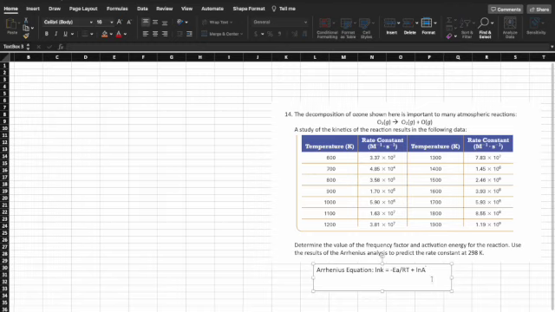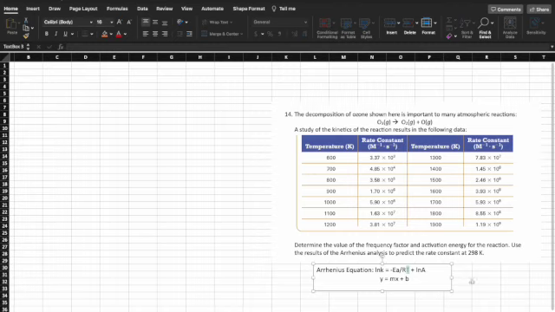So if you compare this to the straight line, y is equal to mx plus b, where y is equal to ln of k. m is the slope of the line, and that is actually equal to negative Ea divided by R. And T, I'm unable to select that. So T, the temperature, is actually x. And then b, which is the y-intercept, is ln of A.